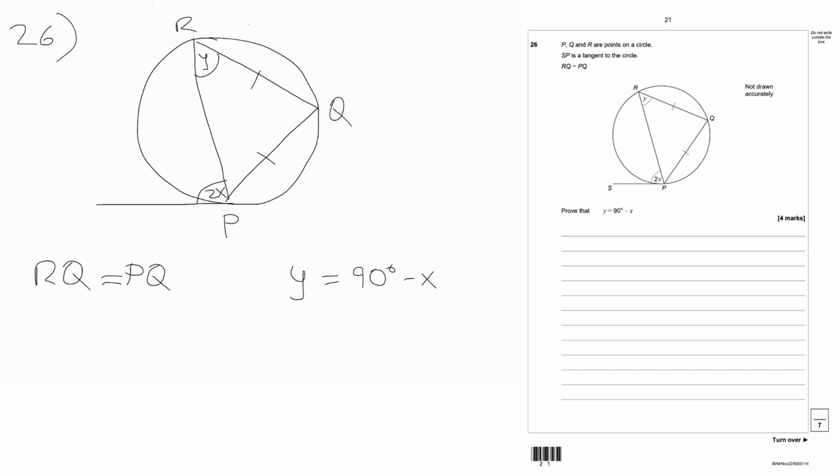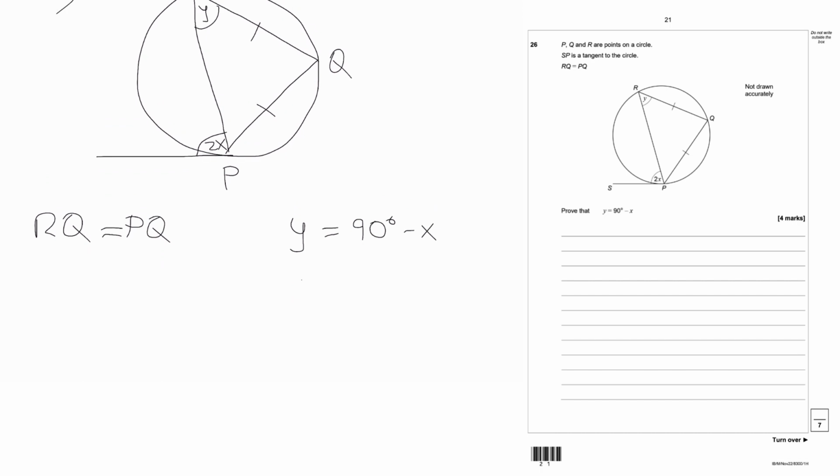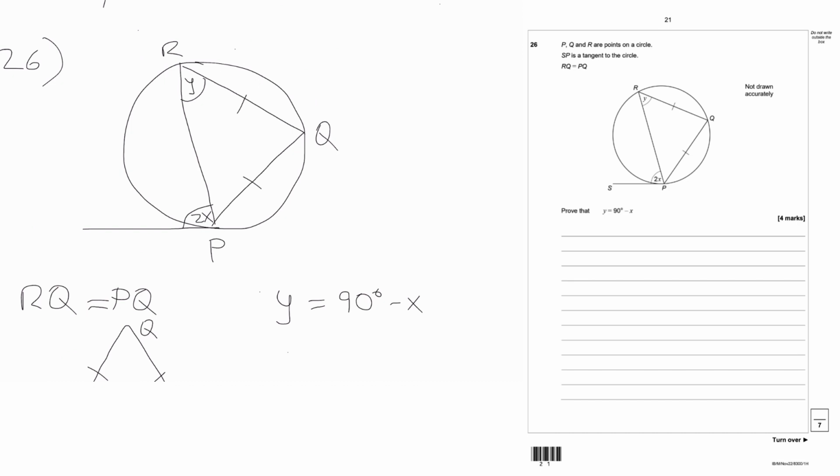So how do we go about doing this? Well, the first thing I want to note here, so I'm going to redraw the triangle inside the circle, and I'm going to have this as my point Q, this is my point P, and this is my point R. So this angle is y. And then what we can see here is that because the lengths RQ and PQ are the same, we know that this must be an isosceles triangle. So what we need to do now is look at the angle here at P must also be y.